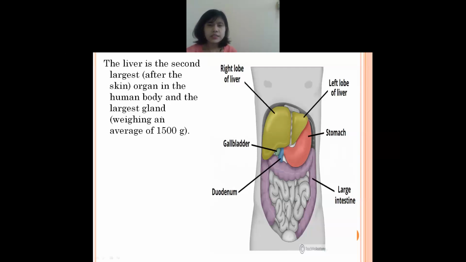And the largest gland. You can see that the liver is the largest gland in the human body. And the weight of the liver is how much? The weight of the liver is 1500 grams.